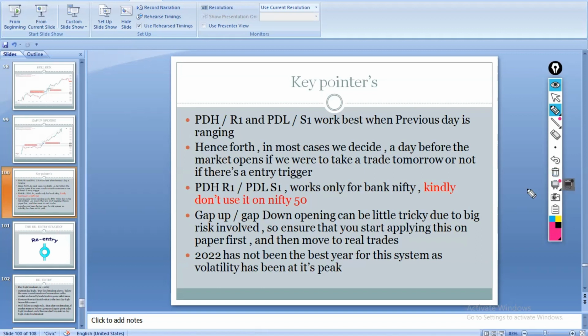I have not used this system on Nifty 50 because Nifty 50 is a slow moving index compared to Bank Nifty. But yes, those gap up patterns and patterns, the price action works everywhere. But the rule-based setups, it does not work in Nifty. Gap up, gap down opening can be a little tricky due to big risk involved. So ensure that you start applying this on paper first, or you can actually, I have given you a scanner already, right? So apply this particular strategy on those stocks which comes in the scanner, right?